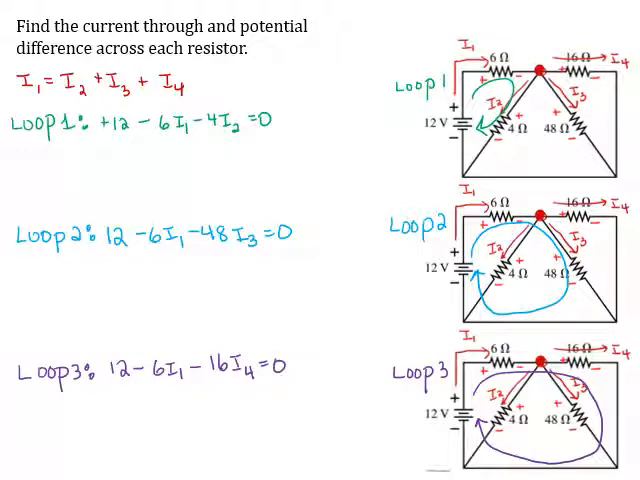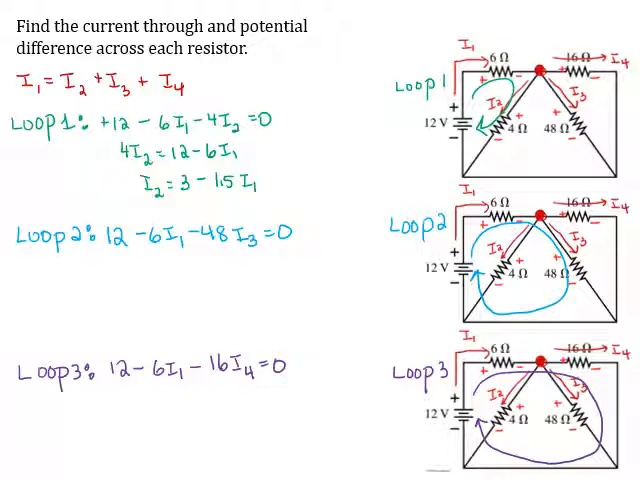Okay, I've got 1, 2, 3, 4 equations. I've got 1, 2, 3, 4 unknowns. So now we just have to solve the problem. I'm going to take each of my 3 loops and I'm going to solve the currents for I2, I3, and I4. Then I'm going to plug them into my current law. So let's start with loop 1. So 12 minus 6I1 equals 4I2. That means 4I2 is equal to 12 minus 6I1. So I2 is 12 divided by 4, that's 3, minus 6 over 4, that's 1.5 I1.